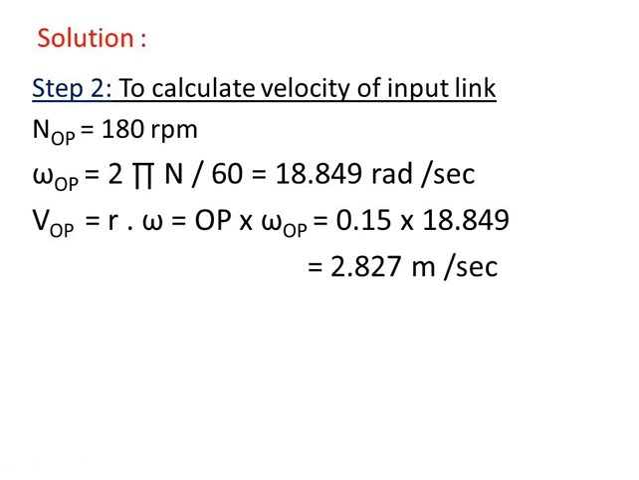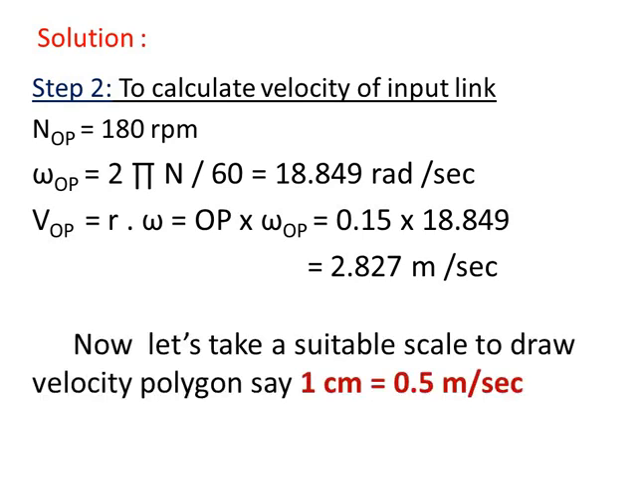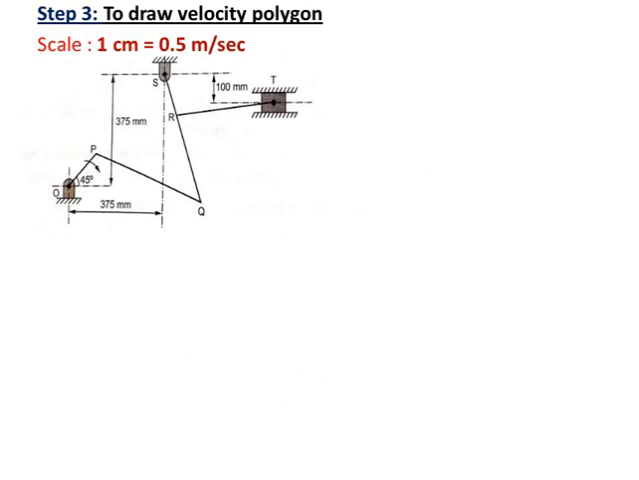After getting the linear velocity of the link, we have to get the scale. Now let us take a suitable scale depending upon this value. With reference to this value, we have to choose some suitable scale. And here we have taken scale 1 centimeter equal to 0.5 meter per second. Now to draw the velocity polygon with the scale of 1 centimeter equal to 0.5 meter per second, let us see what the procedure is.